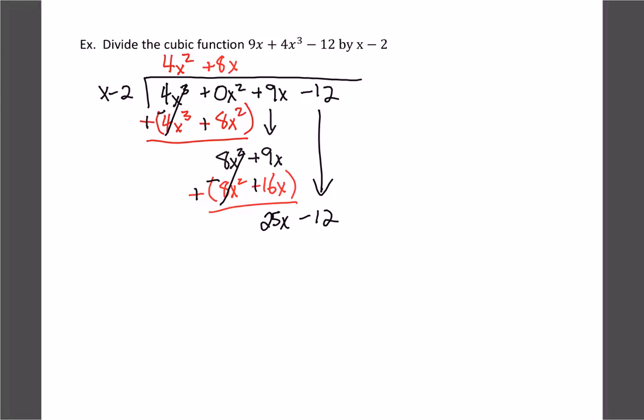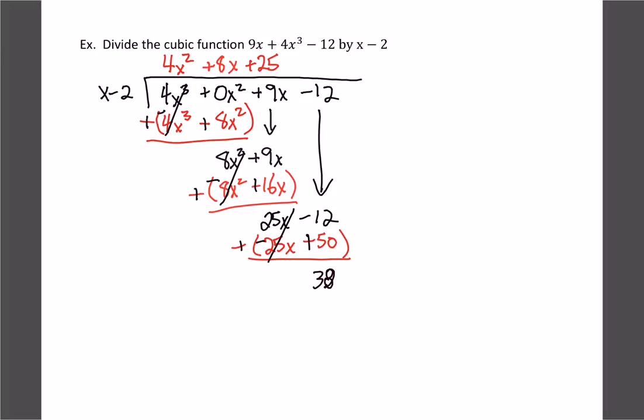How many times does x go into 25x? 25 times. FOIL that out. 25 times x. 25 times negative 2. And remember, we want to subtract that. So now when we do that, let's add the opposites again. These ones cancel, it'll be 0. Minus 12 plus 50 is, oops, not 32, 38. So in this case, we would say our remainder is 38.